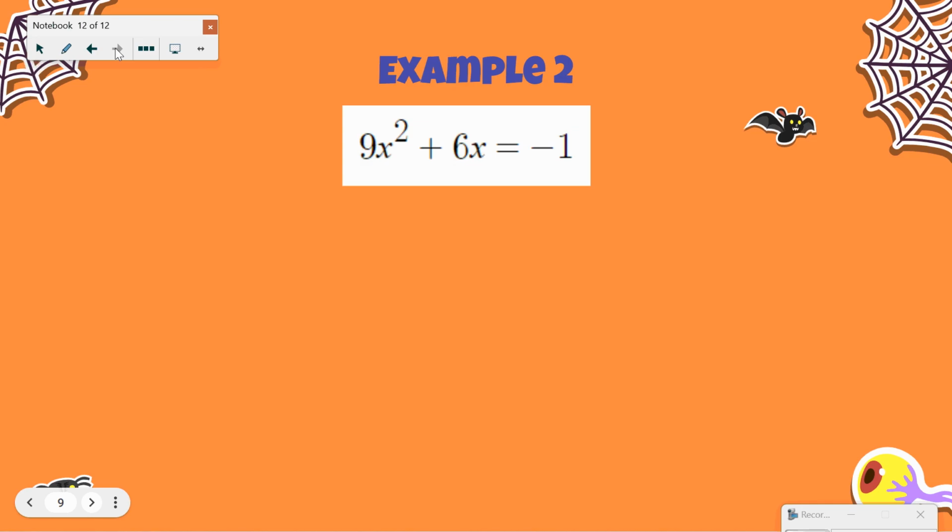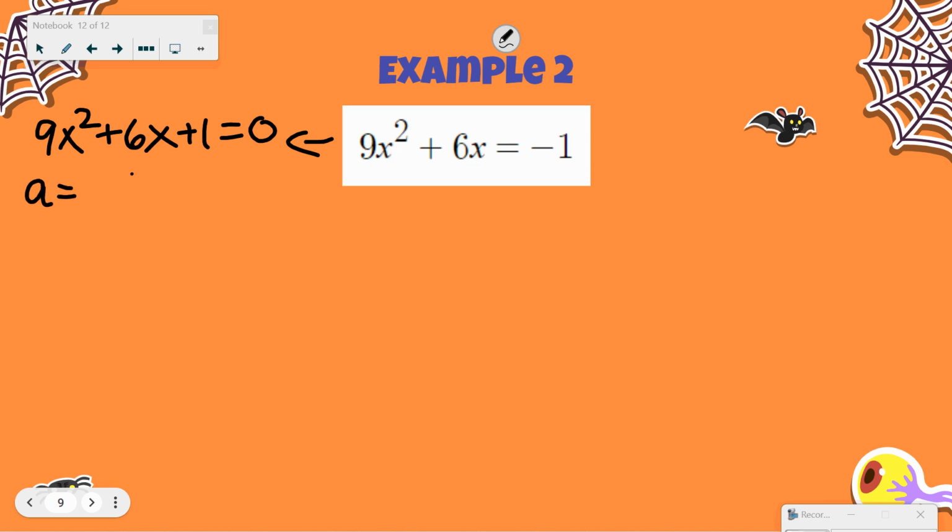What do you guys notice about example 2? It does not equal 0, so that needs to be step 1. So how can we make this equal to 0? Great job, add 1 to both sides. So I'm going to end up with 9x squared plus 6x plus 1 equals 0. Make sure to check you're still in that standard form with your exponents in descending order.